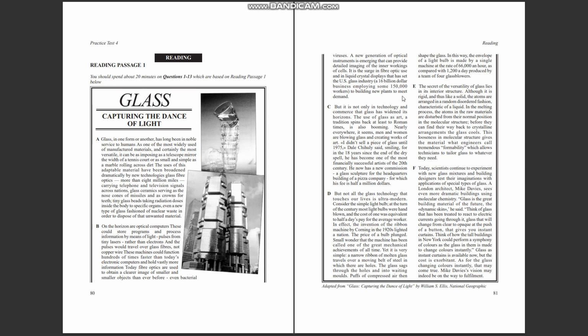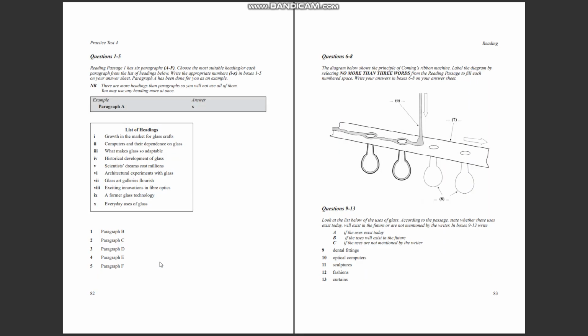So in this paragraph we have read about optical computers, that they are a thing of the future, because they could store the pulses from tiny lasers rather than electrons. Pulses would travel, so something related to the future. Then they are talking about fiber optics and the US glass industry. So any heading matching any of these pieces of information might be the answer.